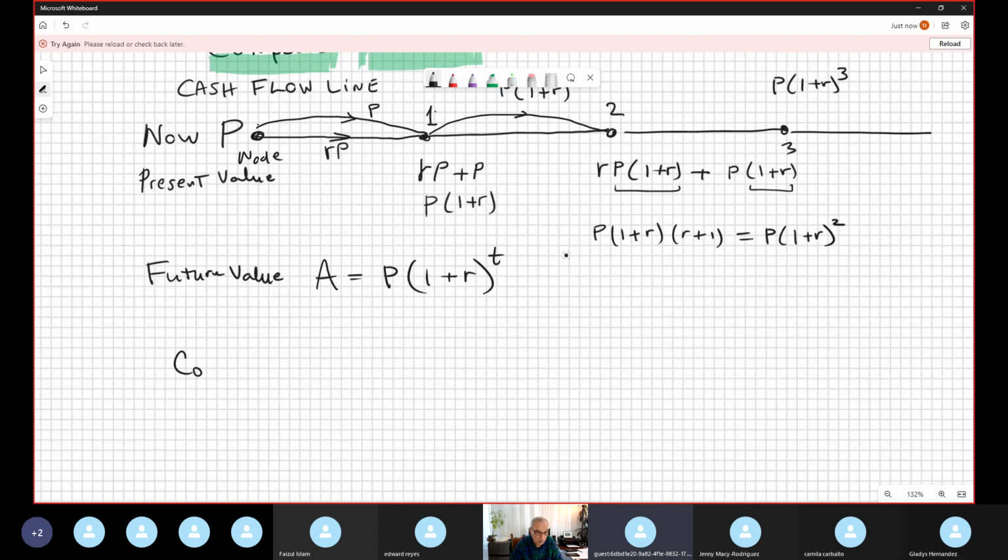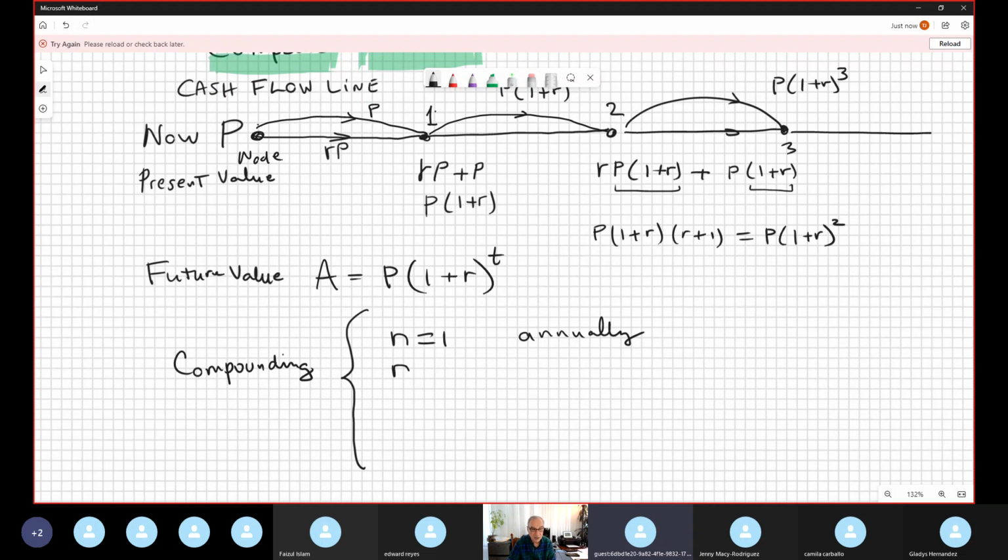Compounding is the parameter that indicates the typical period in the cash flow. For example, when n is equal to 1, which is what we are doing now, 1 year, 2 years, 3 years, it is annually.